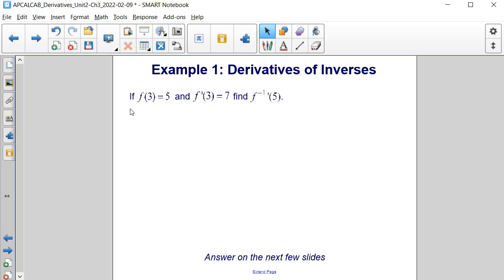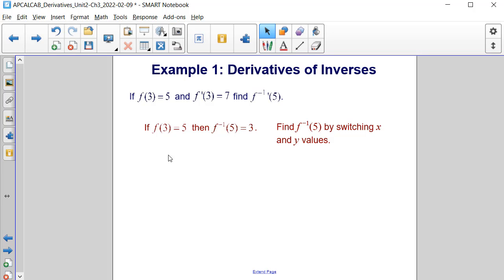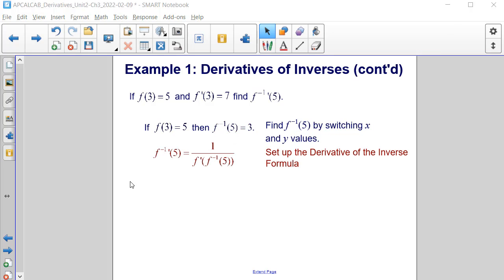Let's try an example. If f of 3 is equal to 5 and f prime of 3 is equal to 7, find the derivative of f inverse of 5. The first step is to find f inverse of 5 by switching the x and y values. So if f of 3 is equal to 5, then f inverse of 5 is equal to 3.